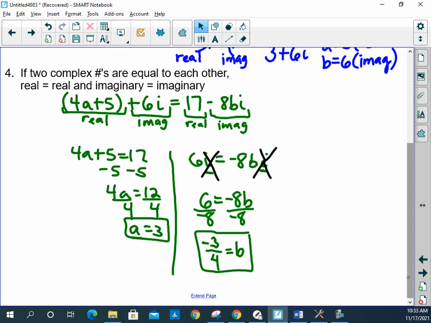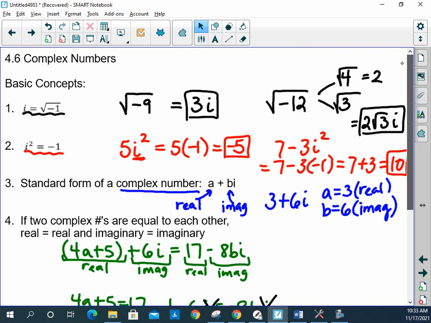So if you're given one of those higher order problems, that's how you would go about solving it. Nothing too much to stress over. So these are the basic concepts associated with imaginary and complex numbers.